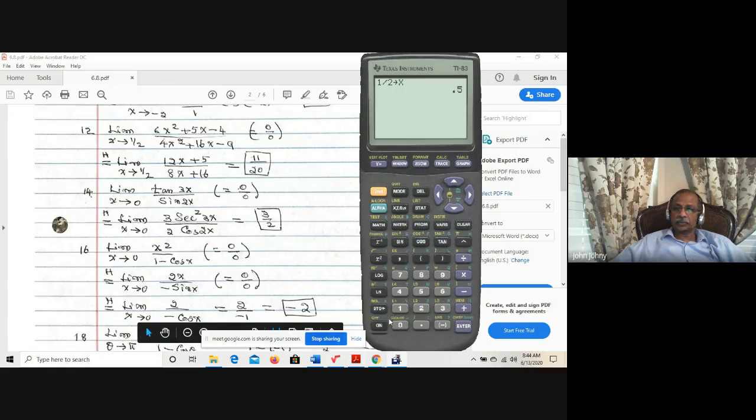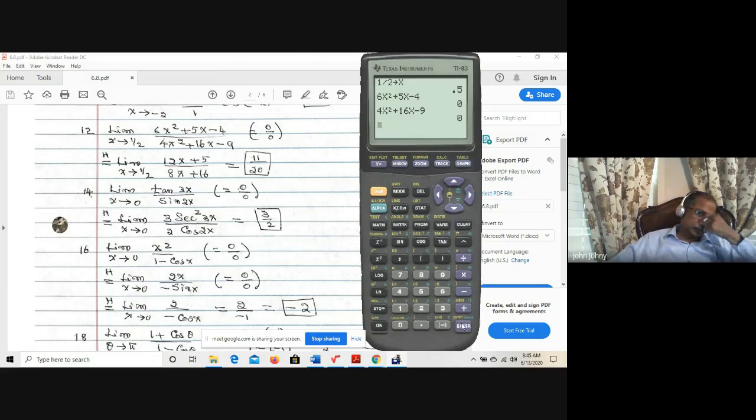Numerator is 6x square plus 5x minus 4. That is 0. So numerator is 0. Similarly, the denominator 4x square plus 16x minus 9 is also 0. So that is 0 over 0. And now apply L'Hopital's rule.